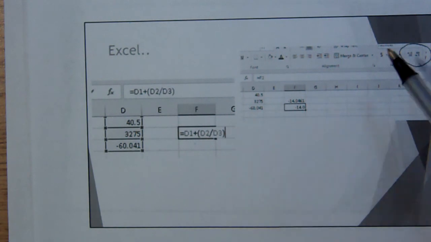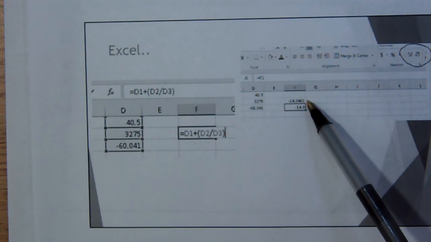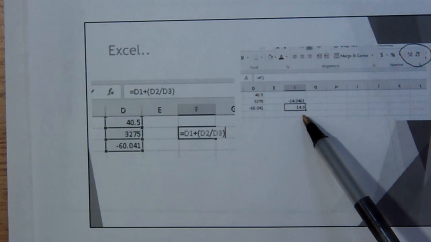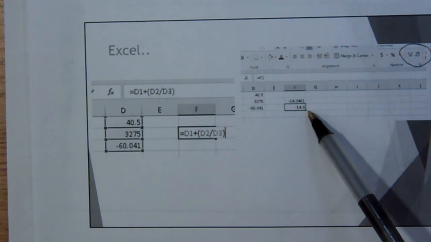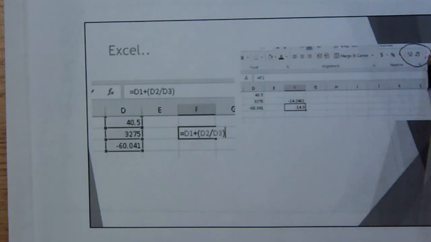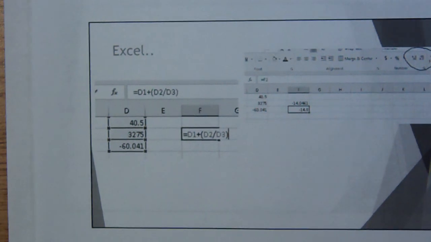When we do these calculations, we get minus 14.0461, which we round to minus 14.0, consistent with the previous slide. I did use these round-off tools in Excel to do that, and you should consider doing likewise. Excel is a powerful tool, and you should embrace it.